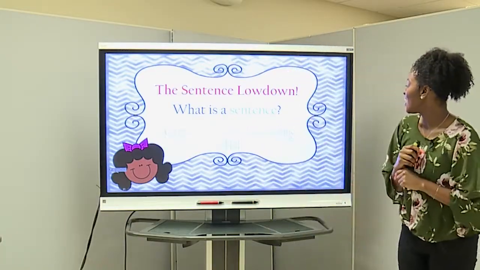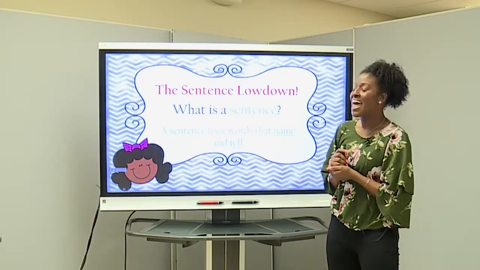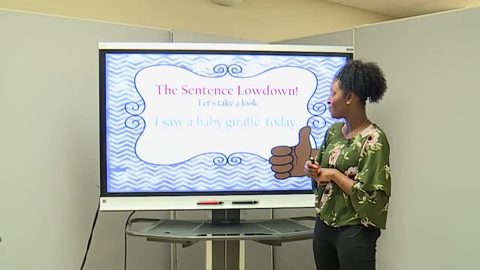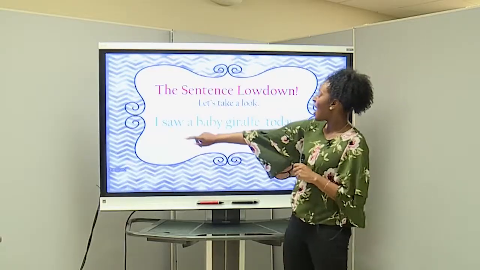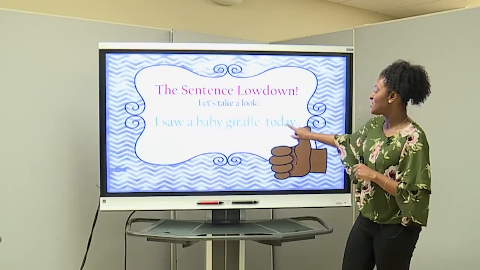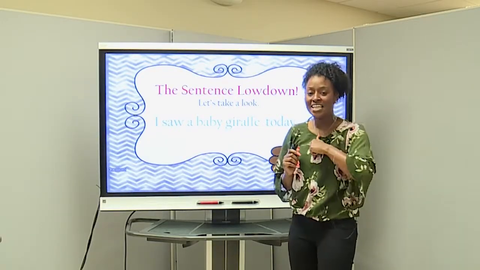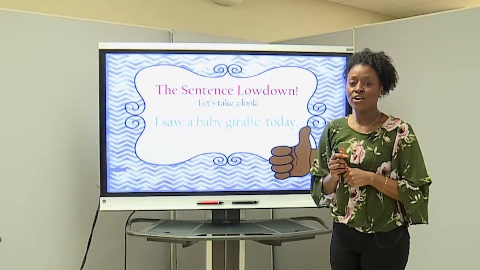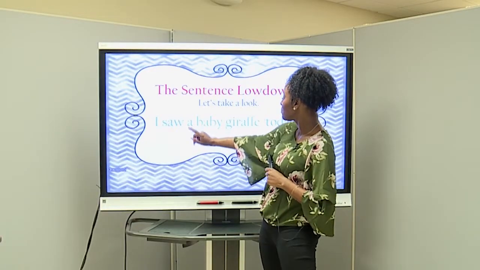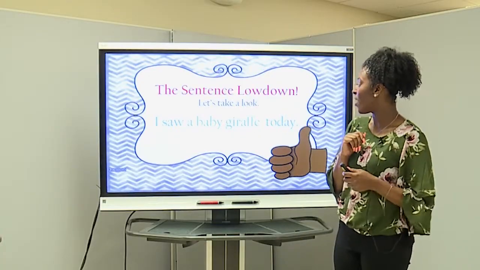Moving on, sentences use words that name and tell. Let's look at a couple sentences. I saw a baby giraffe today. So this is in fact a sentence. The words are in the correct word order. We have a naming part and we have a telling part.